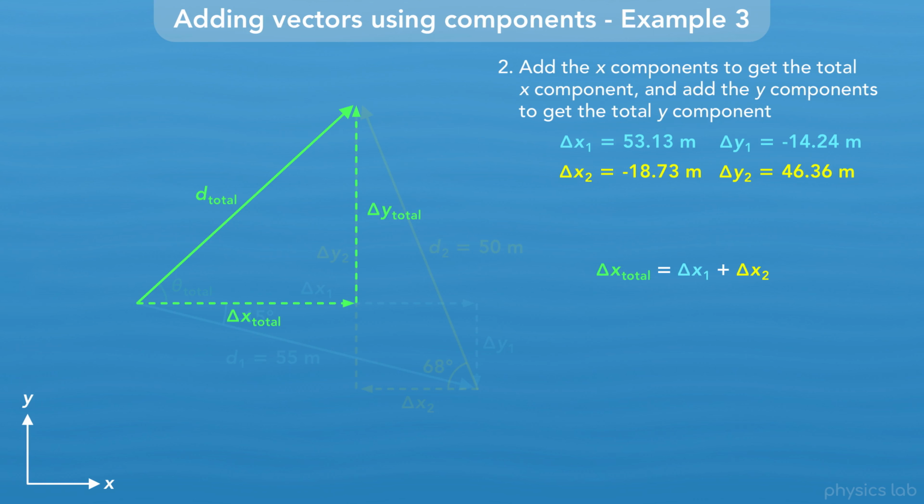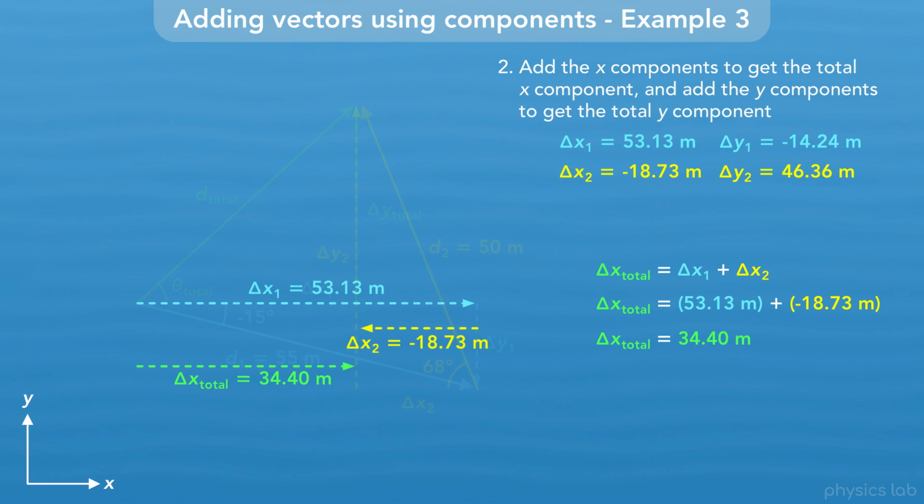Delta x total equals delta x1 plus delta x2. Delta x1 is 53.13 meters, and delta x2 is negative 18.73 meters. That gives us 34.40 meters for delta x total. Notice how we're adding the two components, but delta x2 just happens to be a negative value, so the math is the same as 53.13 minus 18.73.